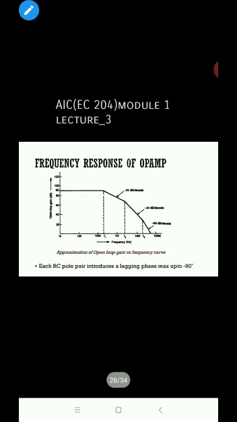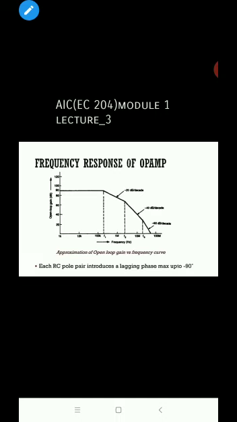Then the frequency response: here we have 3 different frequency slopes. Now here we have the frequency approximation of the open loop gain versus frequency curve. From 0 to F1 we have a flat response. Then from F1 to F2 there is a minus 20 dB per decade slope. From F2 to F3 we have minus 40 dB per decade. Then from F3 onwards, minus 60 dB per decade.